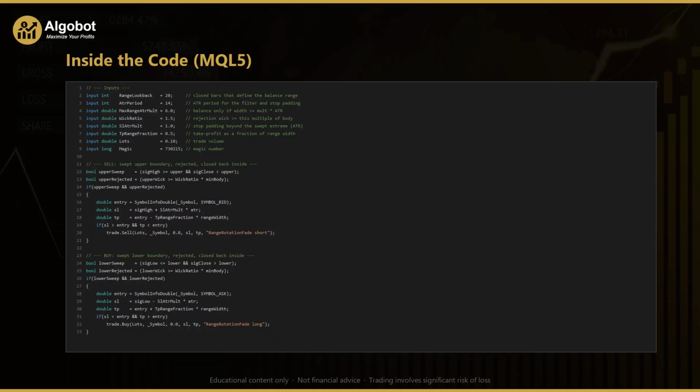The buy block mirrors this exactly. Lower sweep and lower rejected confirm a defended floor. Entry is taken at the ask. The stop is the signal low minus the ATR padding, and the take profit is the entry plus a fraction of the range width above. Once the stop and target are validated, trade.buy places the position. Two clean, symmetrical conditions, one for each side of the range.